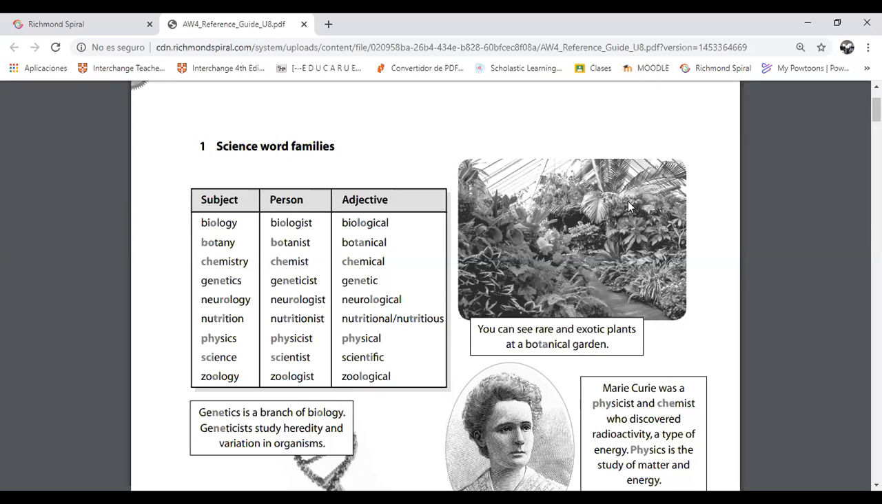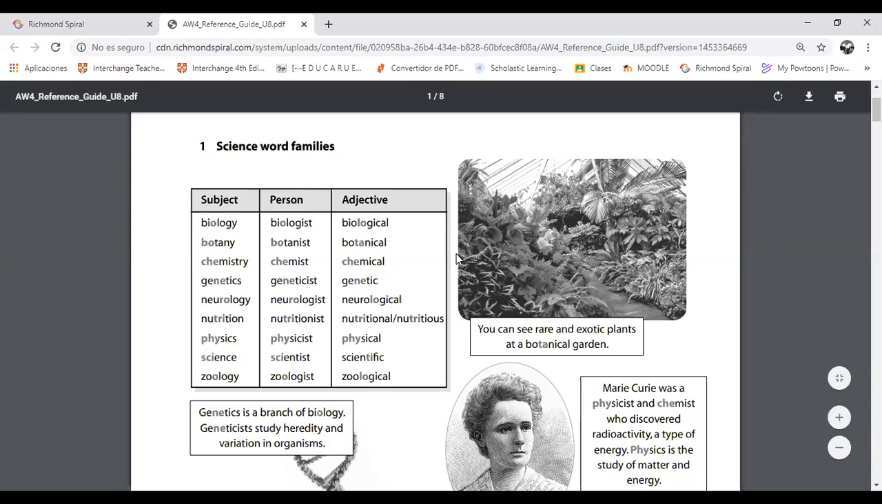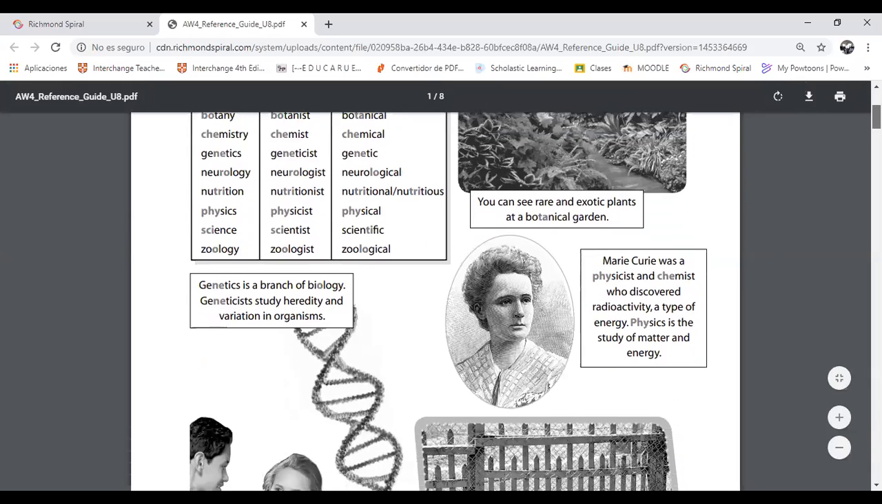Okay, now let's take a look at this picture over here, and it says you can see rare and exotic plants at a botanical garden. Okay, by the day of the virtual class, I'm going to tell you something about these words because they have something in common about pronunciation. So remind me of that, please, okay? And now let's continue.